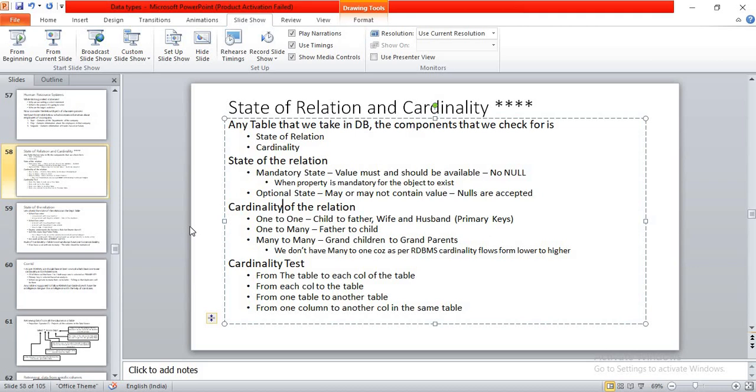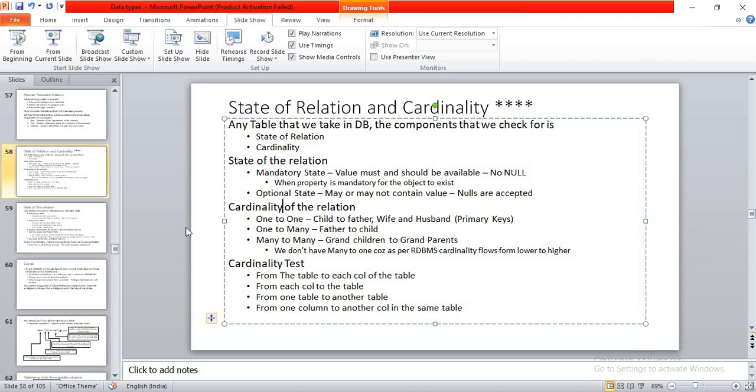Okay, so whenever we are working with tables, we always test these cardinalities. Now how do we test? From table to each column of the table, normally only one to one should be there. If it is not, then we should always go for normalization. That's a different concept.